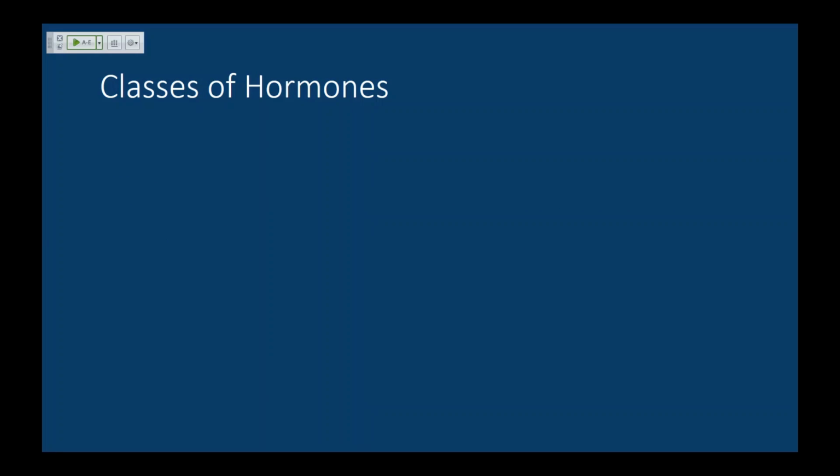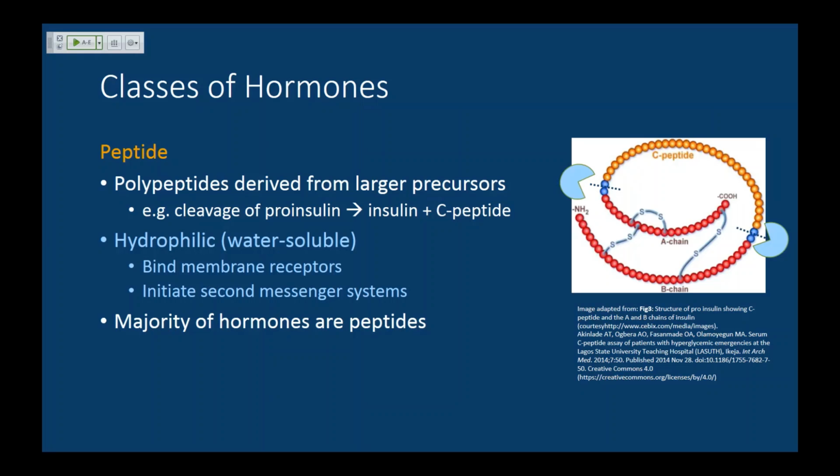Okay, so back to the endocrine system, which consists of hormones. Let's talk about the different types of hormones. First off, we have peptide hormones, and by far the majority of hormones in the body are peptide hormones. What they are is polypeptides that are derived from larger precursor polypeptides. That's important, that's going to be our starting point.